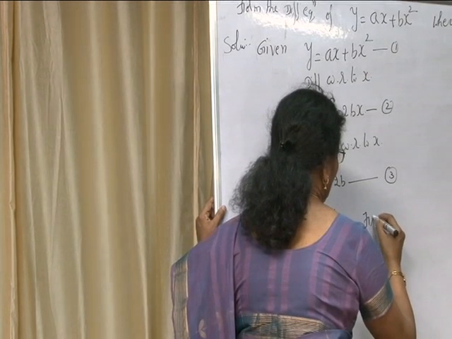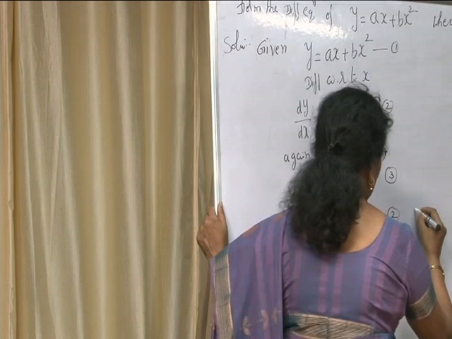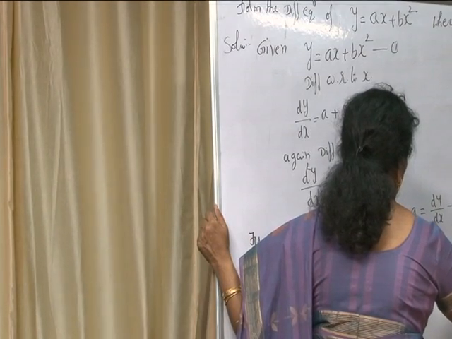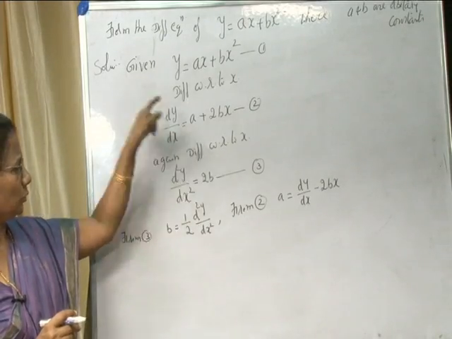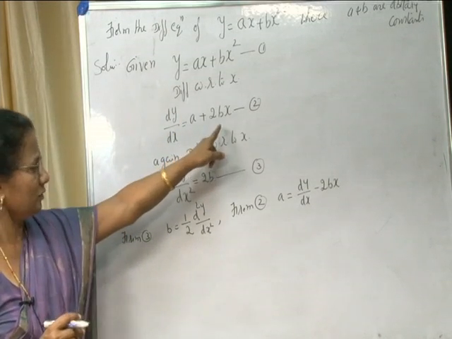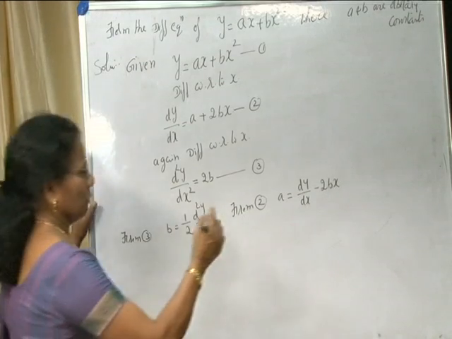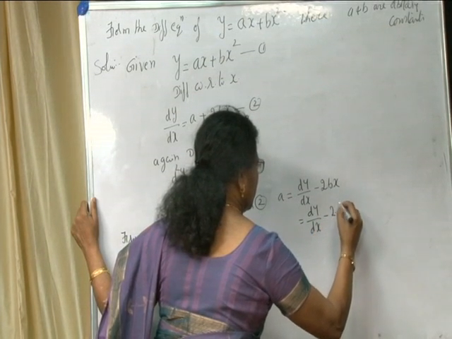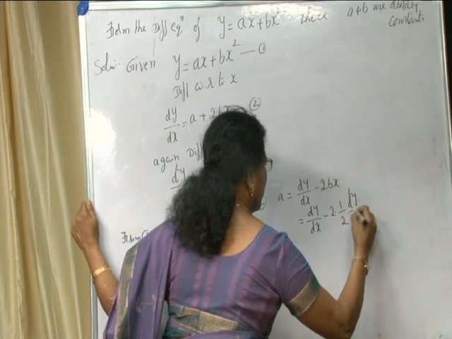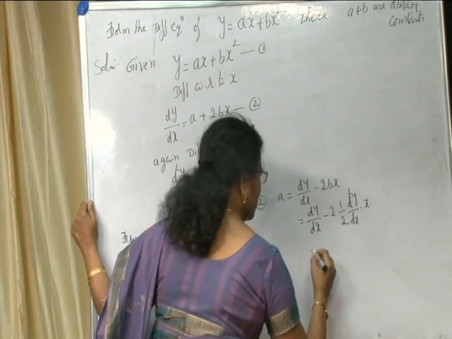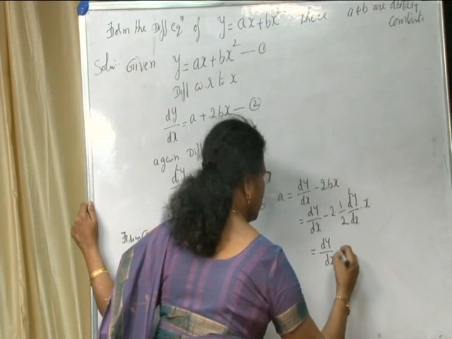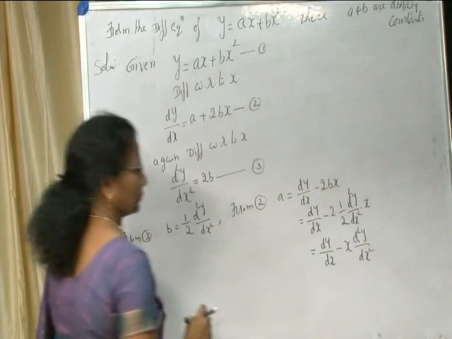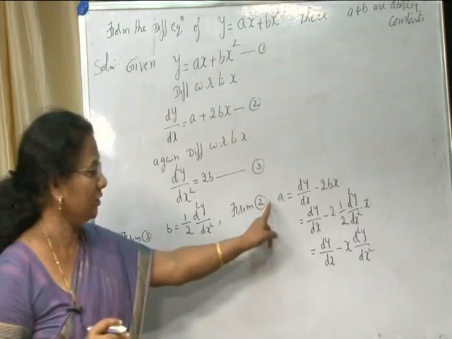From equation 2, a is equal to dy by dx minus 2bx. Is it? A is equal to dy by dx minus 2bx. We know that b value is equal to half of d squared y by dx squared, so this is equal to dy by dx minus 2 into half of d squared y by dx squared into x. This is equal to dy by dx minus x into d squared y by dx squared. So b is equal to this, a is equal to this.